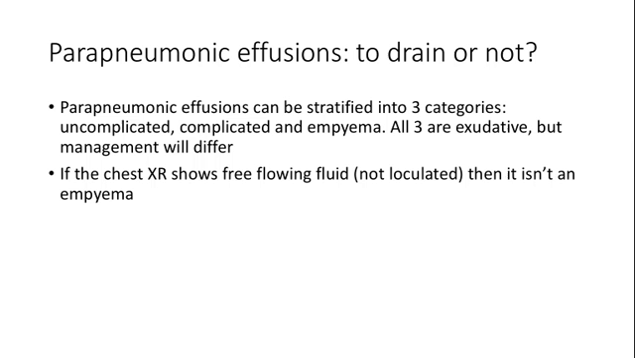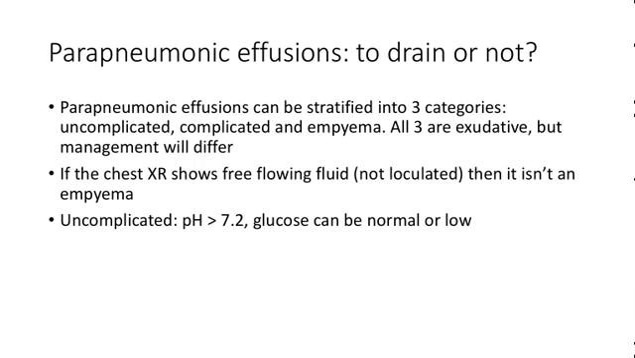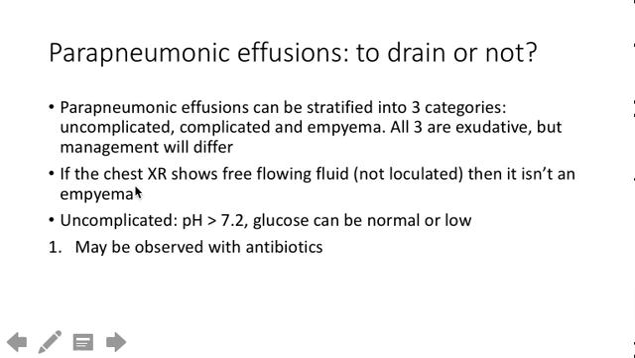Going through that one more time, there are 3 categories: uncomplicated, complicated, and empyema. The big thing here is we're trying to not let the empyema form. And remember that all 3 of these are exudative. With the uncomplicated parapneumonic effusion, you've had inflammation that caused an effusion to form, and a few bacteria may have gotten in there, but not many, and it's very unlikely that it's going to lead to a full-on empyema.